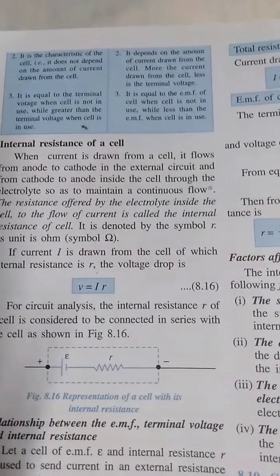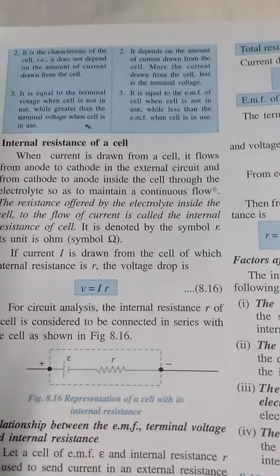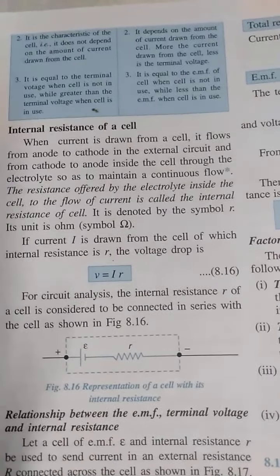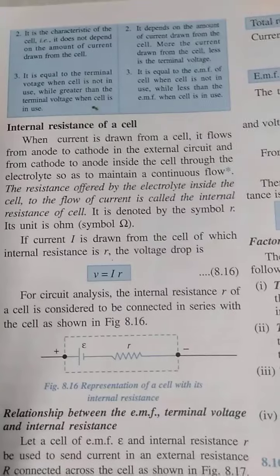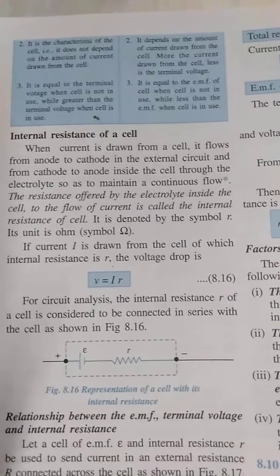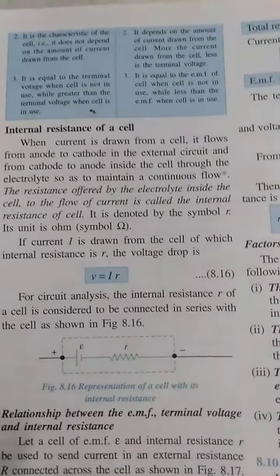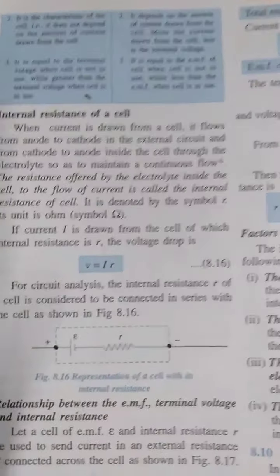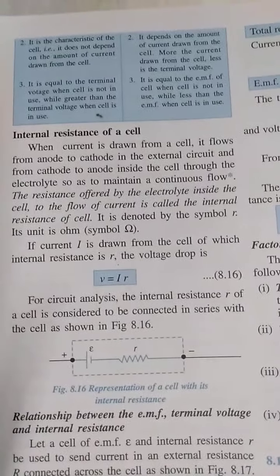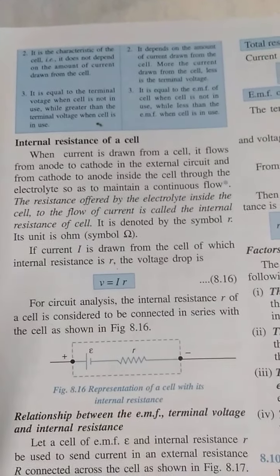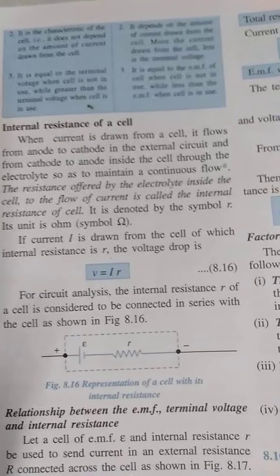Now, internal resistance of the cell. What is the meaning of that? Internal resistance means the resistance offered by the electrolyte of the cell. The cell has an electrolyte, and when current flows through that electrolyte, the electrolyte also offers some resistance. So the resistance offered by the electrolyte of the cell is called the internal resistance of the cell.